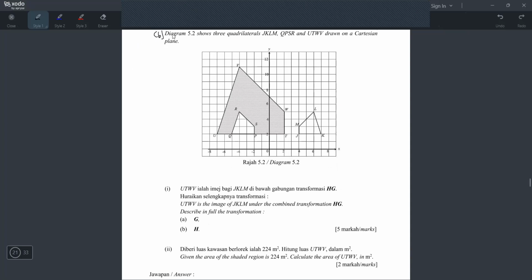Okay, this is part B. Diagram 5.2 shows three quadrilaterals: JKLM, which is this one, and then QPSR, this one, and then UTWV, the big one, drawn on a Cartesian plane. They say UTWV is the image of JKLM under combined transformation HG. Describe in full the transformation G and H, 5 marks.